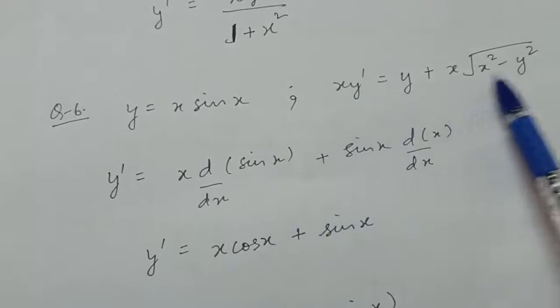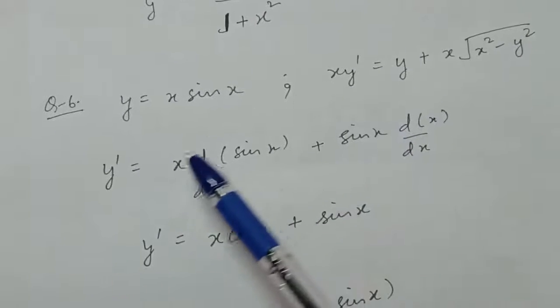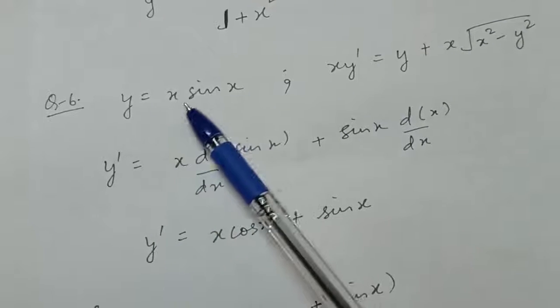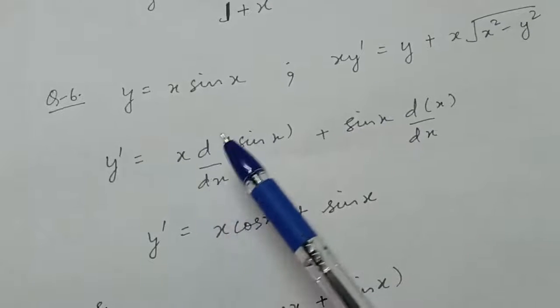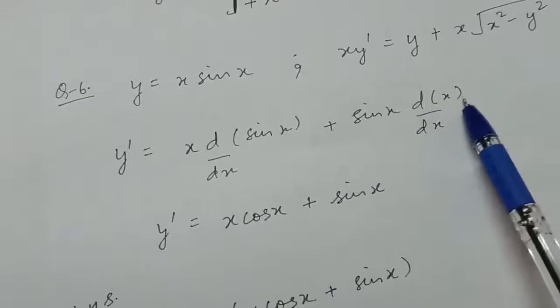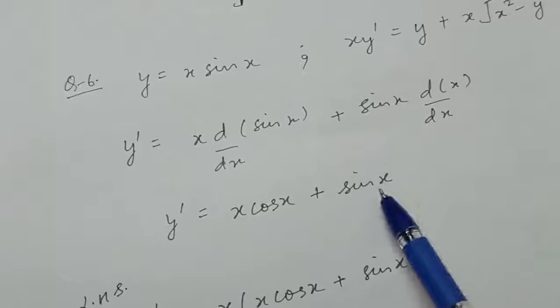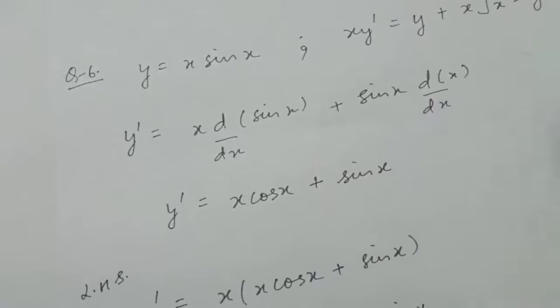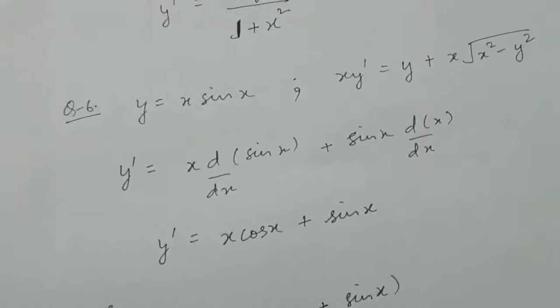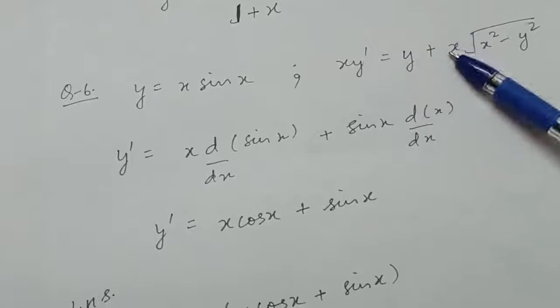Now in question number 6, y is given as x sin x. We have to check if it is the solution of this differential equation or not. First of all, calculating y dash. Apply the product rule: first function as it is times the derivative of the second function, plus the second function as it is times the derivative of the first function. So it will be x cos x plus sin x, as the derivative of x is 1. Now first of all we will calculate the left hand side of this differential equation and then the right hand side.